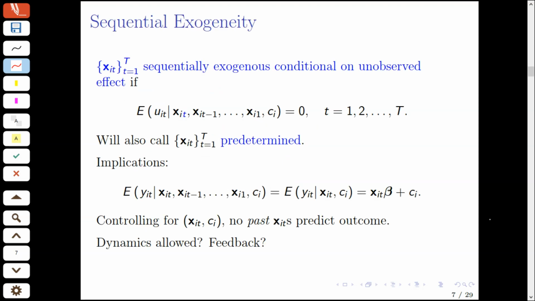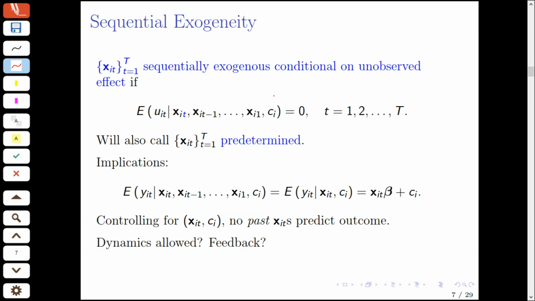So sequential exogeneity is defined as follows. We'll say that the list of regressors in all time periods is sequentially exogenous, conditional on the unobserved effect, if the current idiosyncratic error, conditioning on not only the current set of regressors, but also all past regressors, as well as the individual effect, has mean 0. Since sequentially exogenous conditional on the unobserved effect is simply too long to say, we might just call the regressors sequentially exogenous or say that they are predetermined.